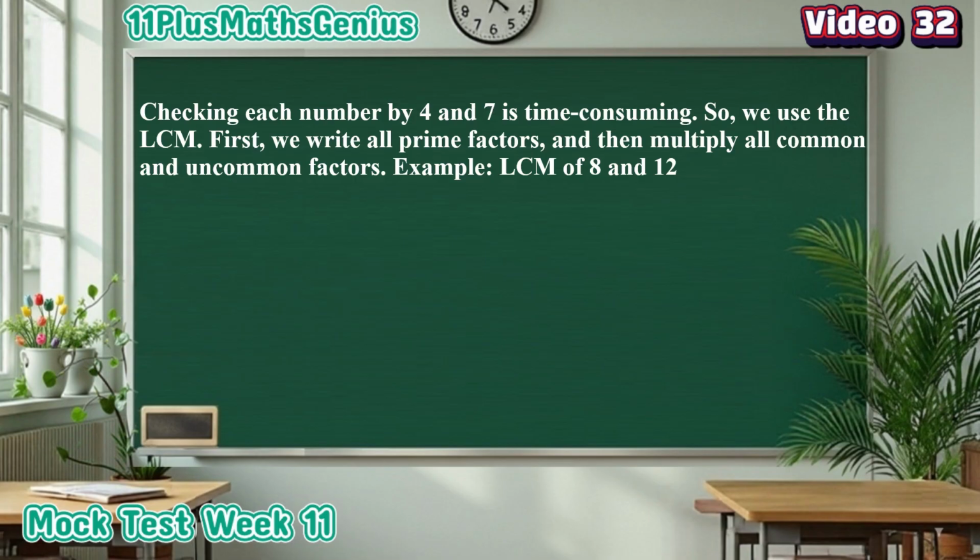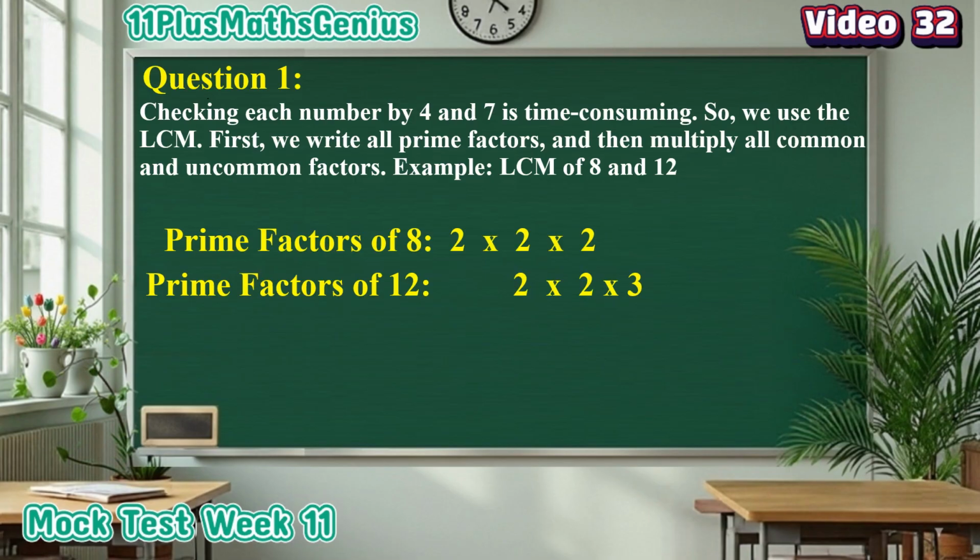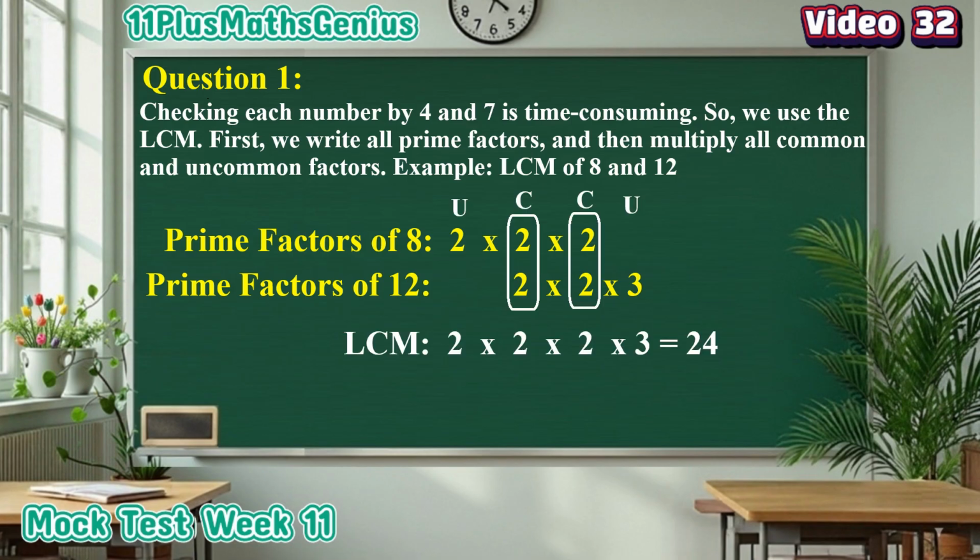First, we write all the prime factors and then multiply all common and uncommon factors. For example, the lowest common multiple of 8 and 12. The prime factors of 8 are 2 times 2 times 2. The prime factors of 12 are 2 times 2 times 3. Now as you can see there is one uncommon 2, so we put that down.